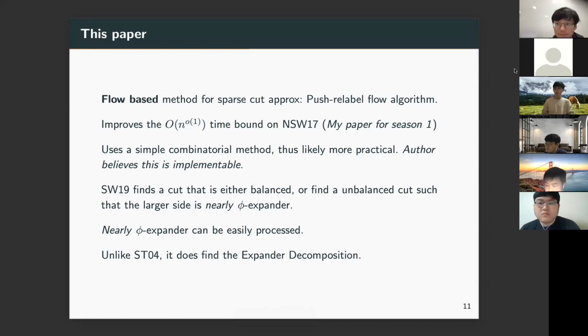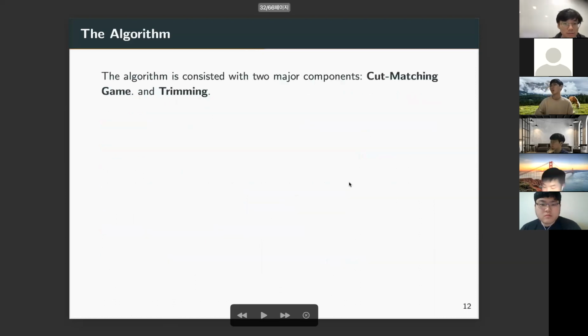So the nearly phi expander can be easily processed. I'll just get back to it later. So yeah, unlike the previous one, it does find the real expander decomposition because it doesn't just settle on the nearly phi expander. It modifies it to be sort of balanced, or it doesn't recurse.